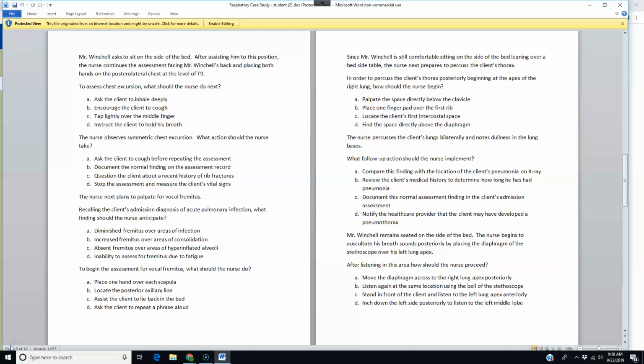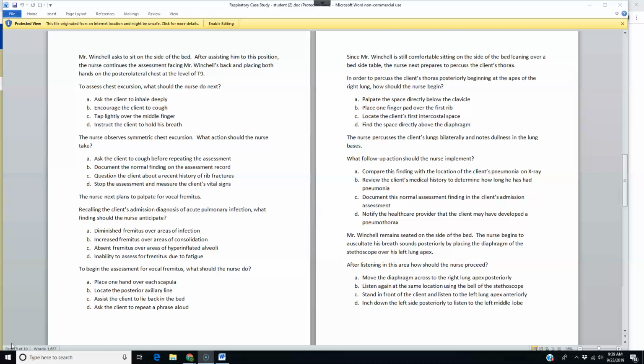So now the nurse observes some symmetric chest excursion, which is a good thing. What actions did the nurse take, okay? And what she would do was to document the normal findings on the assessment record. All right, the next question is vocal fremitus. The nurse next plans to palpate for vocal fremitus, recalling the patient's admission diagnosis of acute pulmonary infection. What findings should the nurse anticipate?